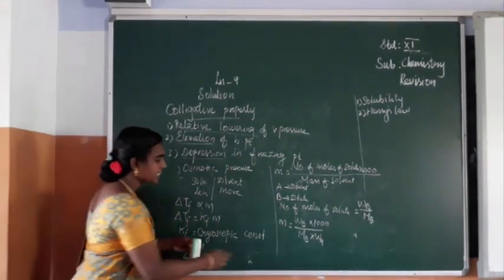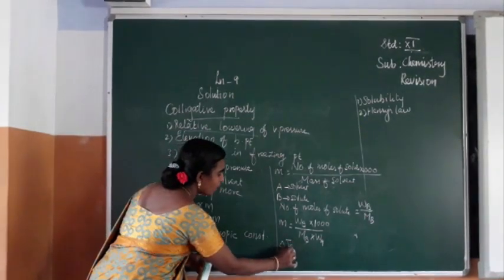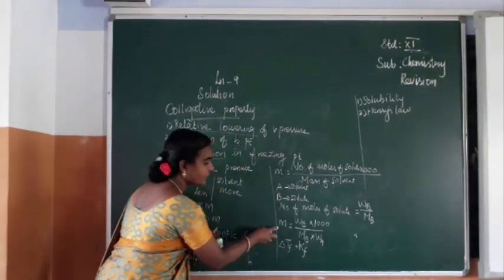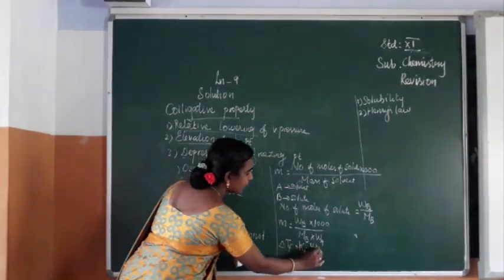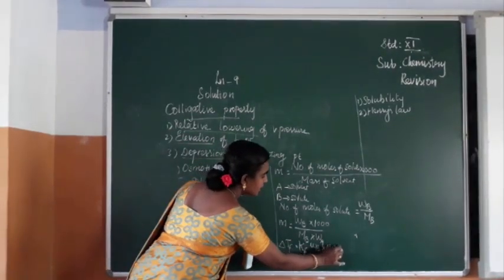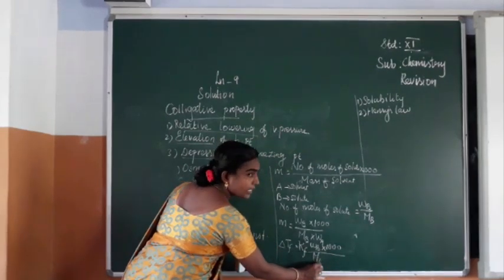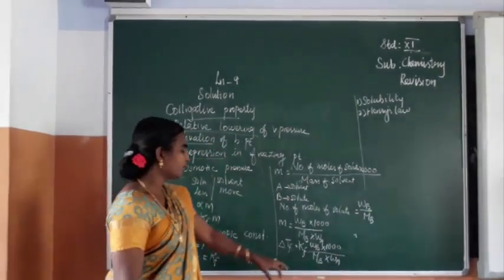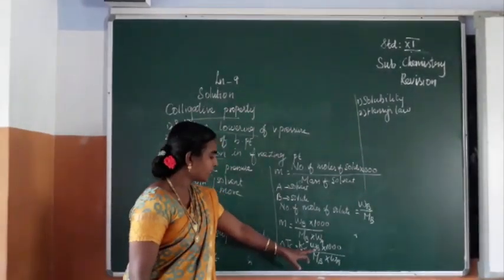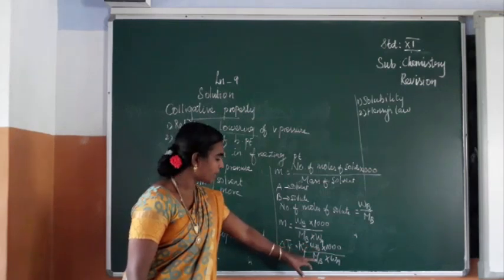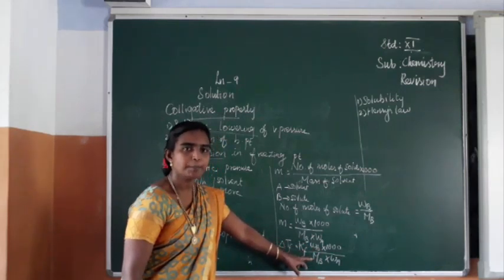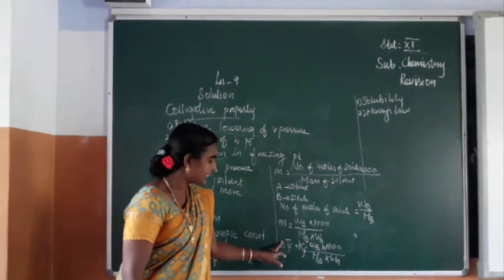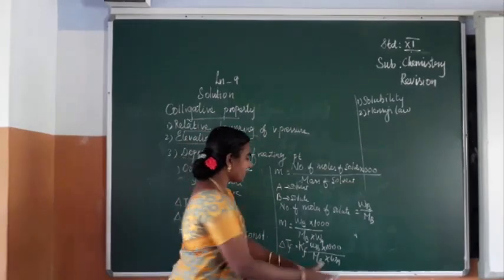So this m value must be substituted here. So you can write delta Tf is equal to Kf into, what's the value of m? Wb into 1000 divided by Mb into Wa. When you rearrange the equation, which term represents the molar mass of the solute, students? That is Mb, isn't it? So when you rearrange the equation, take this Mb here, and delta Tf will move there. So we can write like this.